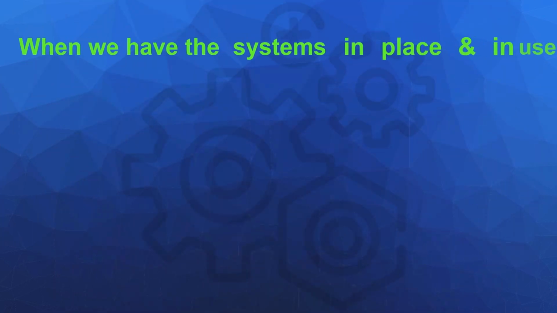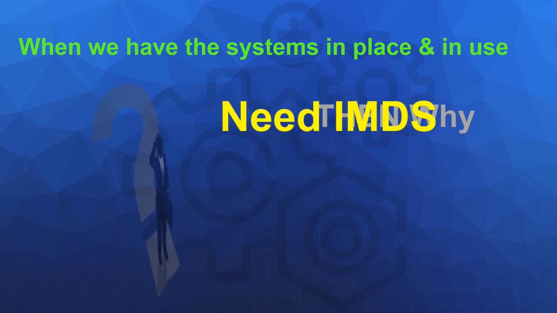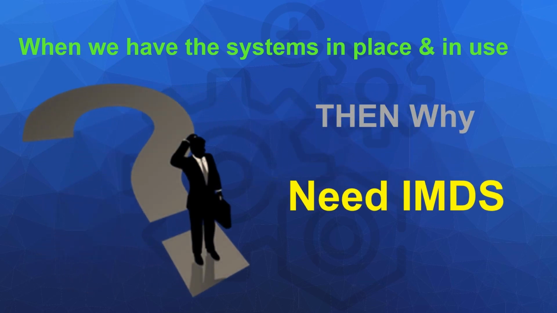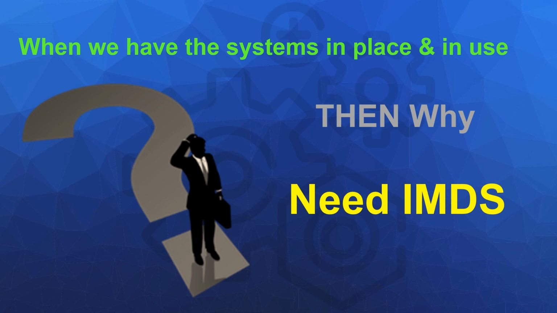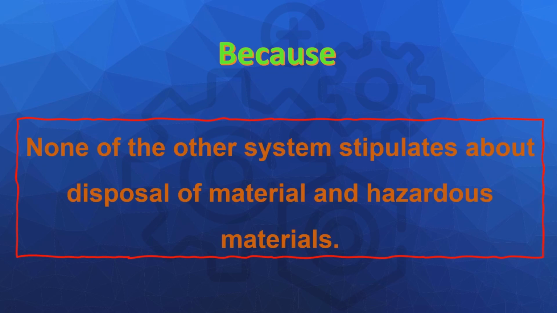Now the question to be answered is, when we have various systems and material codes in place and in use since long, then why do we need IMDS? Are there any unique features? Simply because none of the other systems stipulates anything about disposal of material and hazardous materials. The requirement of disclosing the disposal of material is becoming essential and many OEMs are making it mandatory.